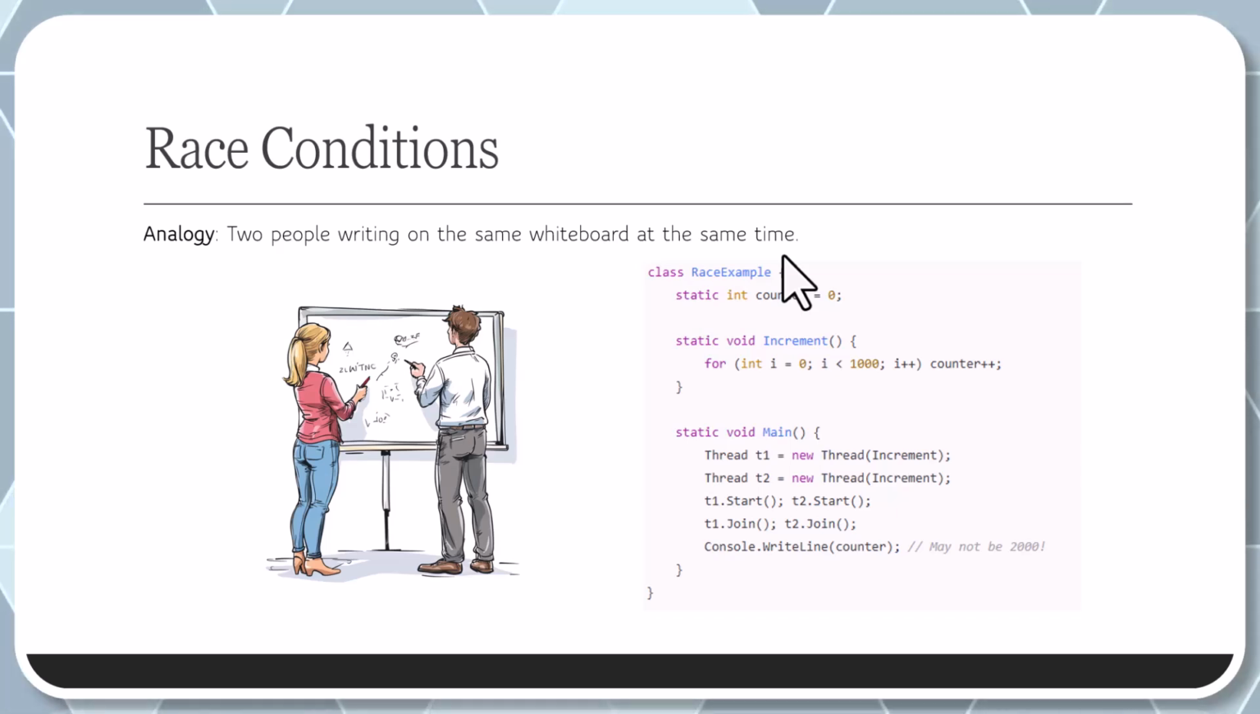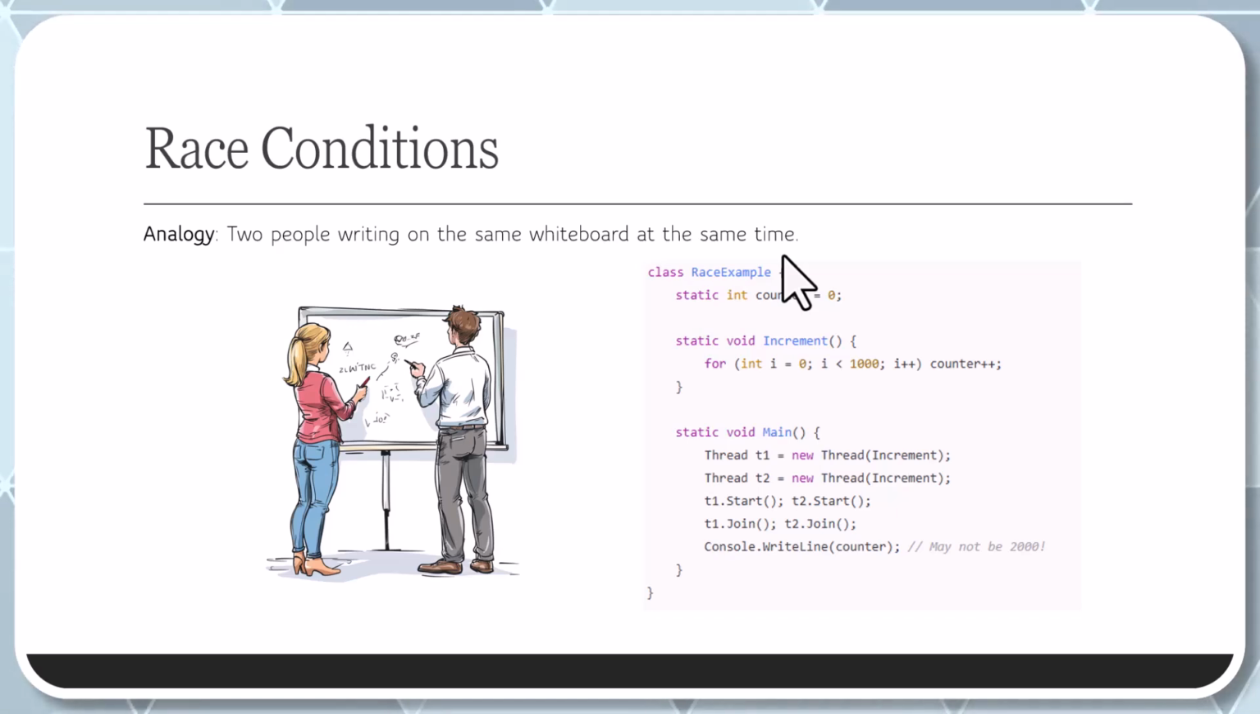Let's discuss common pitfalls and how to avoid them in .NET. So we will be covering race condition, deadlocks, and starvation. Race condition we have already discussed multiple times, but we'll revisit it. You can think of race condition as two people writing on the same whiteboard at the same time.